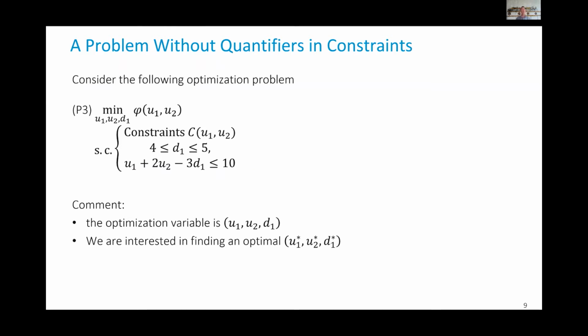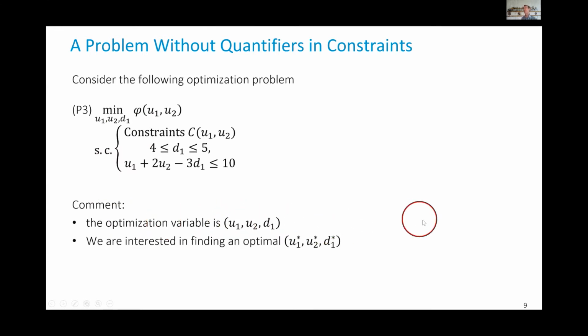Here is a little variant where we have a classical problem where there is no quantifier in the constraints. So D1 appears, but there is no quantifier. That means D1 is an optimization variable. So I might care about minimizing the same objective function as before, the same constraints, except now I impose the constraint on D1. The optimization variable is U1, U2, D1.